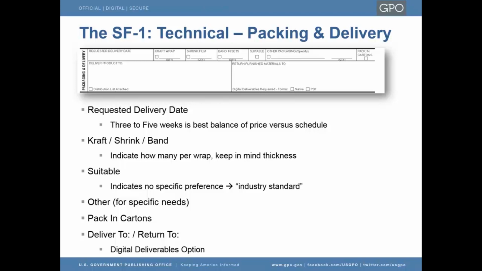In the Return Furnished Materials field, please provide a street address for return of any material provided to GPO to be returned after completion of the order. If you desire a digital deliverable, either corrected native files or high-quality PDF, please check the box and provide either a street address for large files on disk or an email address for small files. Be advised that these digital deliverables are a chargeable service from the print vendor.